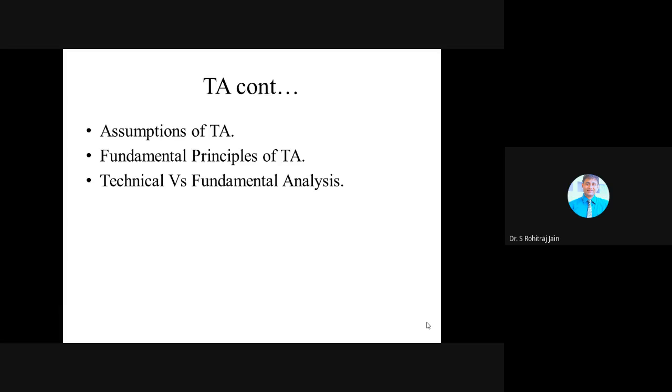If the number of buyers is more, then what happens? More and more bulls will come, and the market price will go up. In a similar way, if there are more sellers for a particular stock, that means demand decreases. And if the demand decreases, more bidders will come for that stock and the stock price will come down. And then the third assumption is that the market discounts everything.